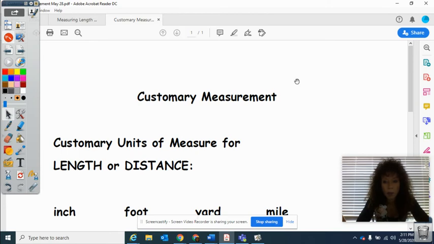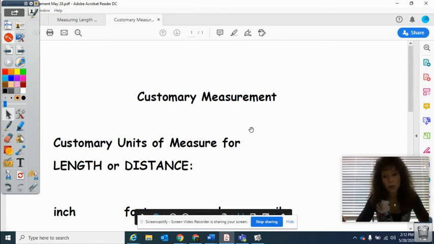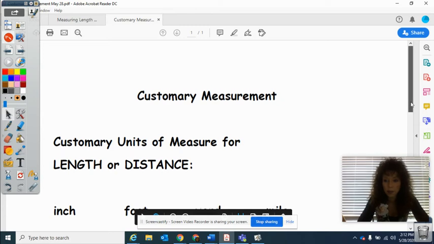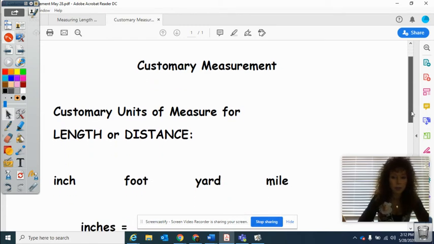So we're going to talk about customary measurement. And when I say customary, that's what we use in the United States mostly. So there's also metric measurement, and a lot of places around the world use metric measurement. And you will see it some in the United States, but typically what we see is customary measurement. So, and we're talking about length or sometimes distance. If it's a long length, we call that distance.